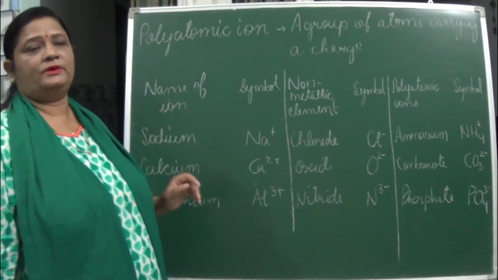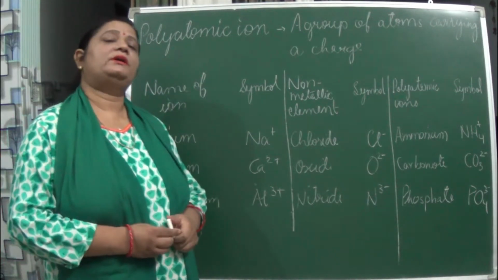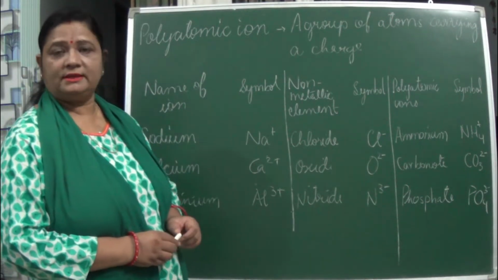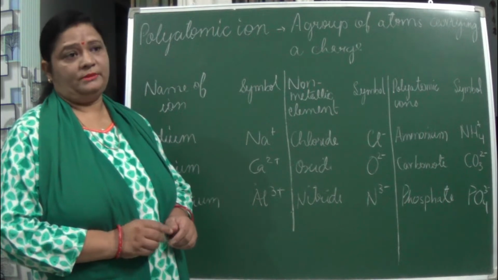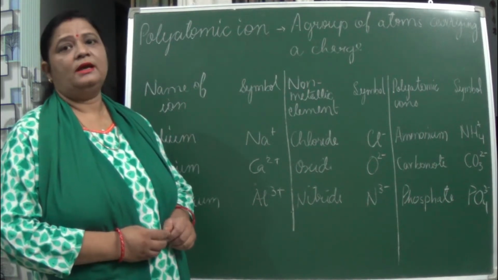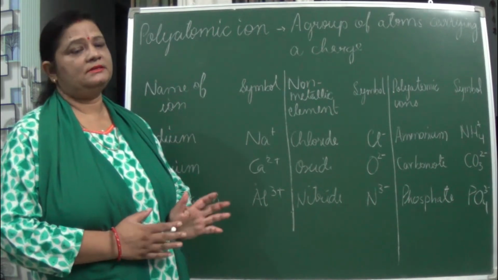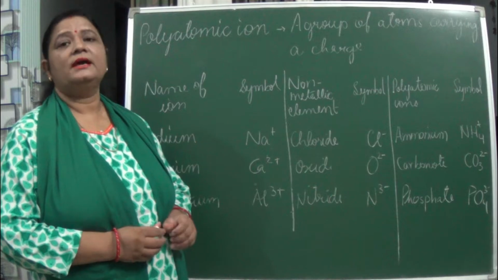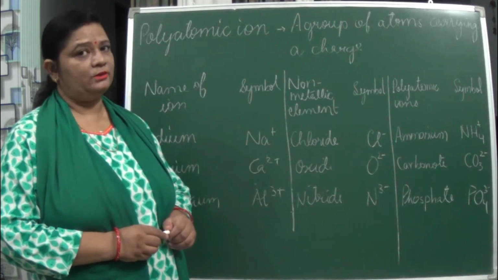You all know, but first I'll tell you about ions. What are ions? They are charged particles, isn't it? And they are either cations or anions. Positively charged particles are known as what? Cations. Negatively charged ones are anions.